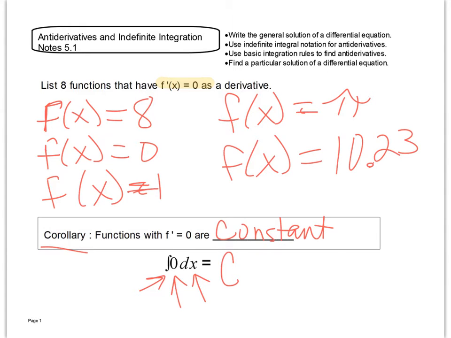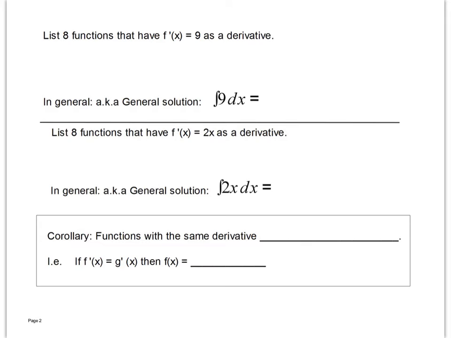So how do we take that to the next step? List 8 functions that have f prime equals 9 as a derivative. Again, I want you to pause and write down at least one, maybe two, and maybe you'll see a pattern, and then we'll talk about that. If you haven't gotten one, let me give you a little hint. How about f of x equals 9x? If you take the derivative using the power rule, you have 9 times 1 times x to the 0, and x to the 0 is 1. So the derivative of 9x is, in fact, just 9.